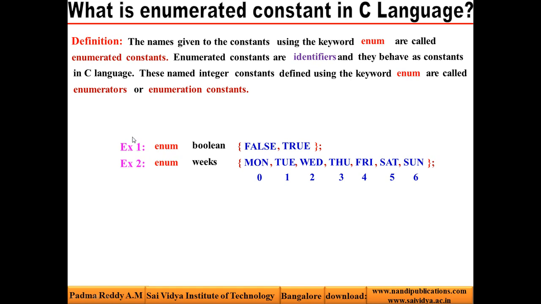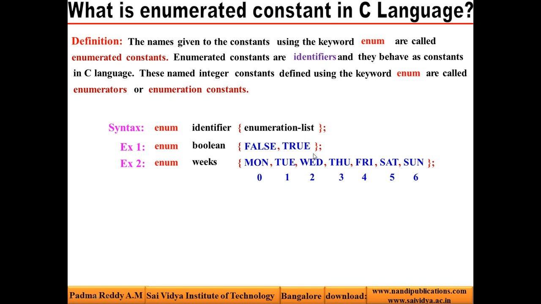Now let us see the syntax in general. Here first we use the keyword enum. It is followed by an identifier. Here I write identifier, and these are all enumeration constants or the enumerated list. They should be enclosed within braces. So the enumeration list must be enclosed within braces and it should end with a semicolon.